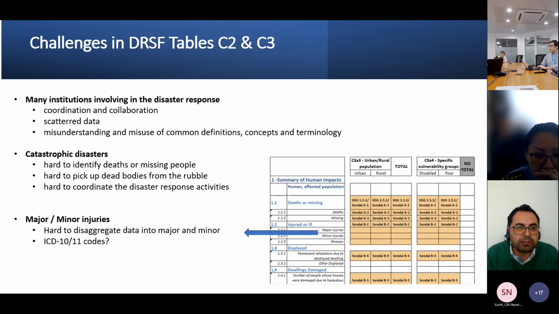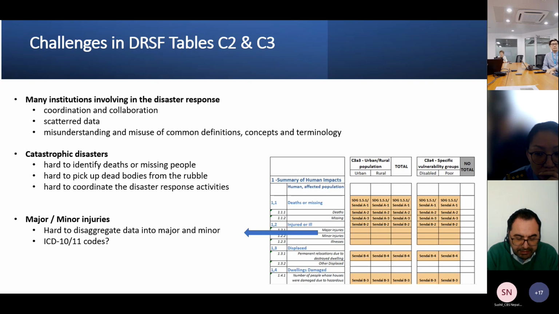Now, lastly, I want to mention the challenge in filling these DRSF tables. As I presented in the previous slides, many institutions are involved in disaster management activities, which makes coordination and collaboration difficult. Also, it causes scattering of data among different institutions, which can lead to the problem of misunderstanding and misuse of common definitions, concepts, and terminology.